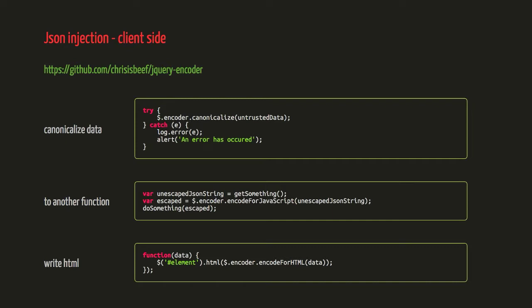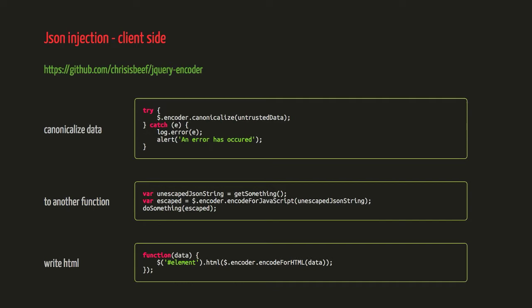And in conjunction with the anti-XSS filter, we can use the jQuery Encoder library to canonicalize and escape values from untrusted JSON if they are used as parameters for JS functions to compose a URL or rendered as HTML. And we also have the possibility to validate the structure of JSON and use different methods depending on what we have to do. For example, we can canonicalize untrusted data and eventually catch the exception.